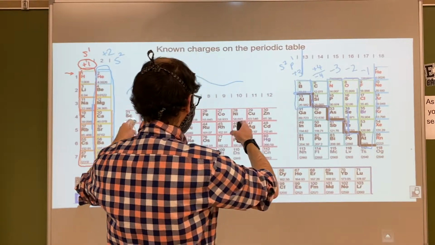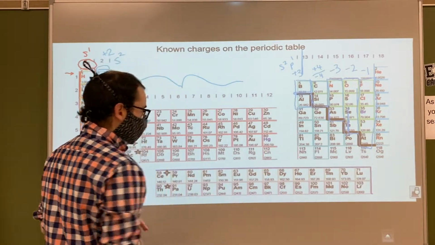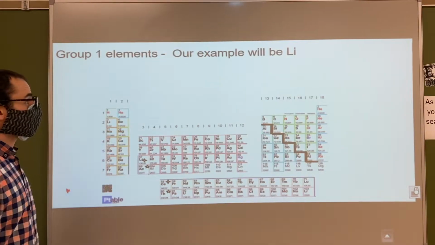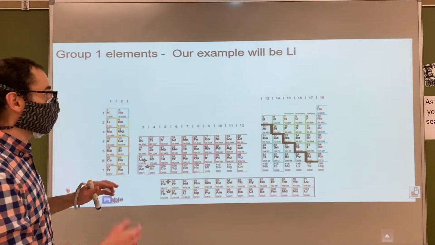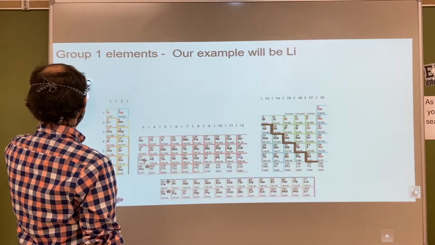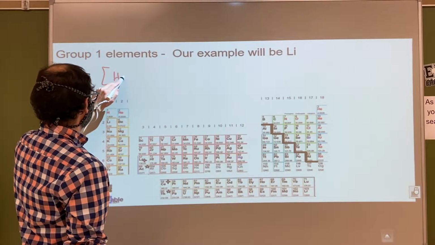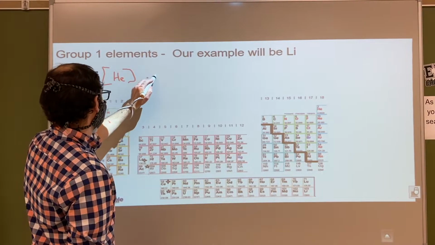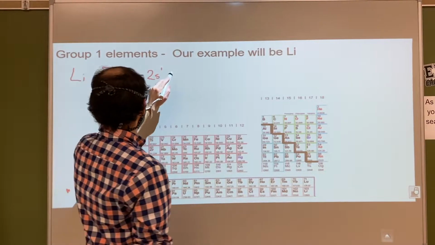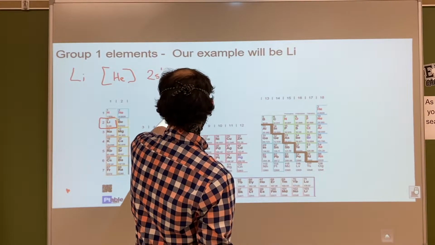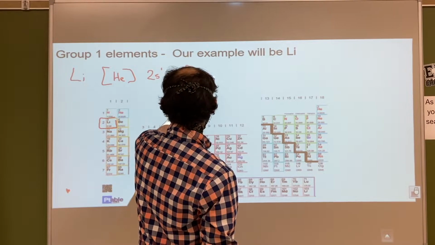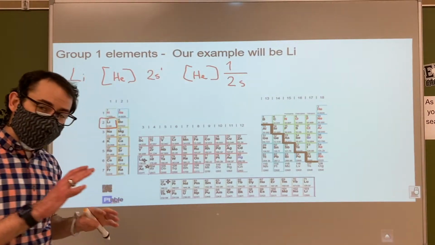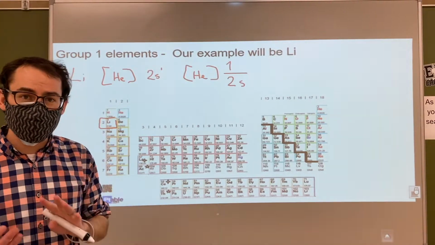Now we're going to focus on the transition metals and how to figure out those. Okay, so here we're going to go over lithium. Lithium is He, and then it's right here, so it's going to be 2s1. The orbital diagram for it is going to be He, 2s up. And what we're doing here is trying to figure out the possible charges.